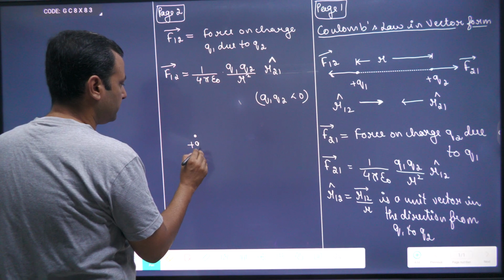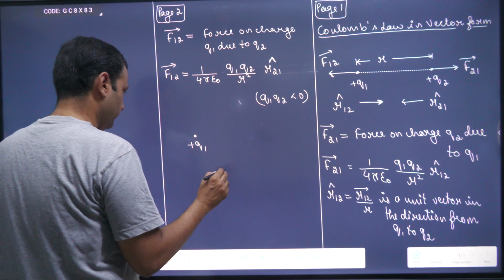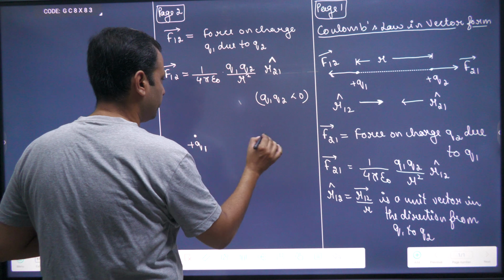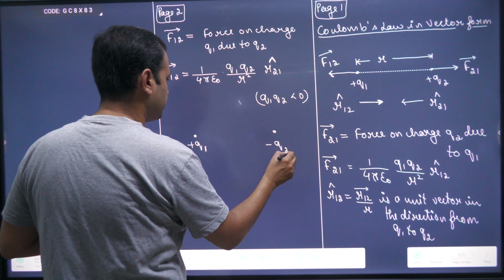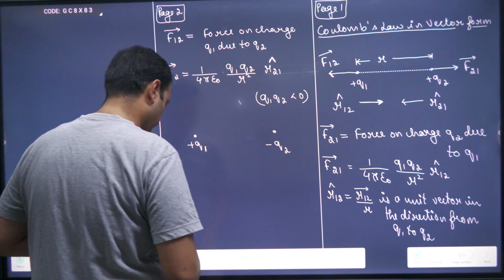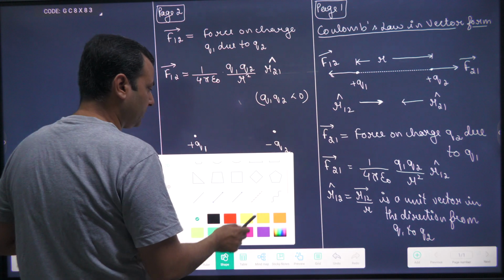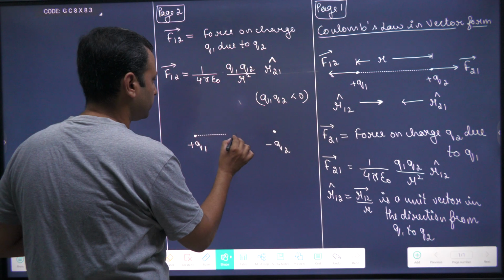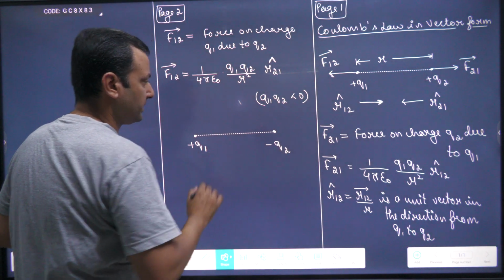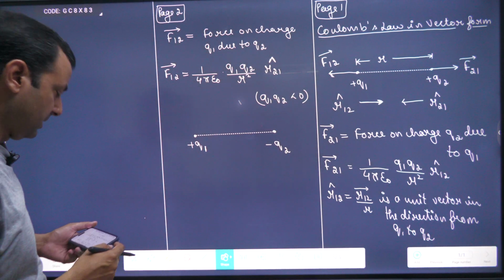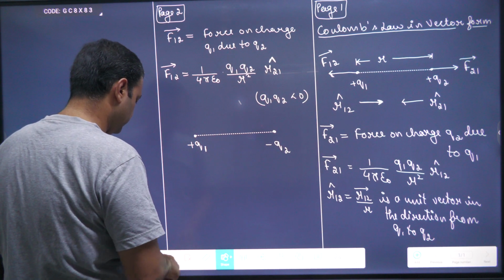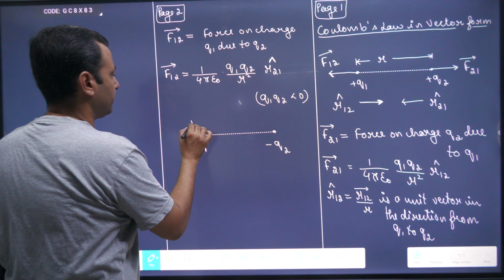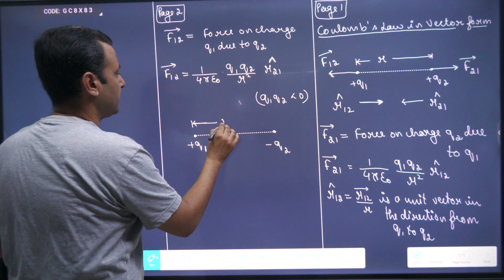Plus Q1 and minus Q2. Let's join them by a dotted line. We have joined plus Q1 and minus Q2 by a dotted line. Now the distance between these two charges will be r.